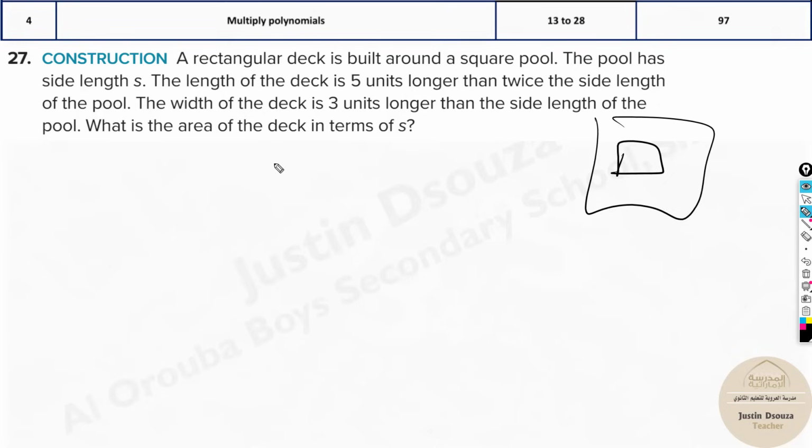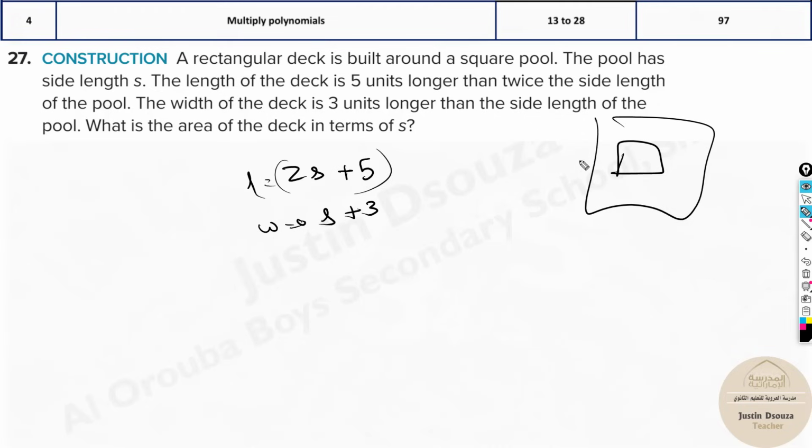The length of the deck is 5 units longer than twice the side length. Whatever is 5 units longer will be added at the right. Since it's longer than, it's plus 2 times the side length S. And the width is 3 units longer than the side length S. You can even write 5 plus 2S, it's the same answer. And these are the length and width dimensions of the deck. And the pool is inside.